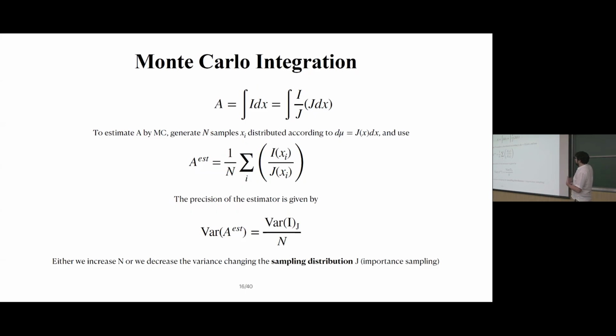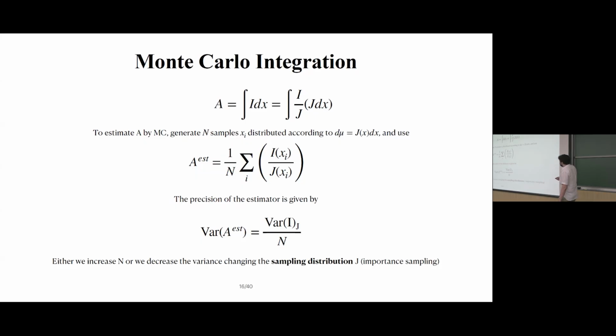Of course, as the number of samples goes to infinity, these estimators converge in a statistical sense to the true value of the integral. But what is most important is how fast it does that, so how precise this estimator is. The way to quantify how precise it is is to compute the variance of this random variable.